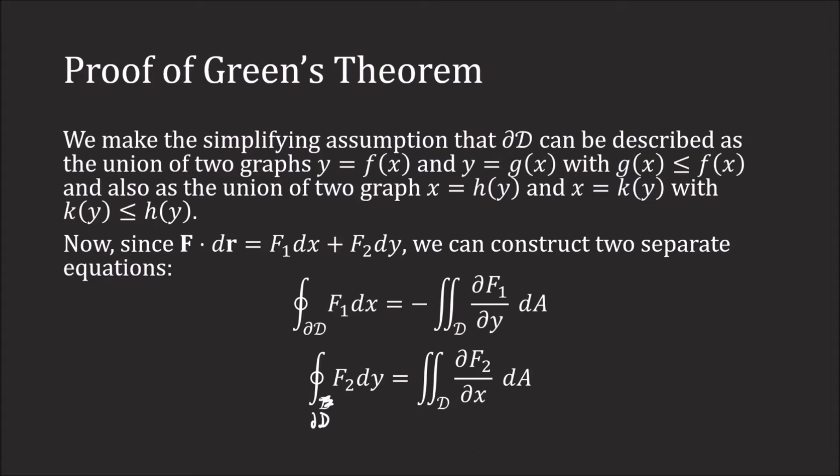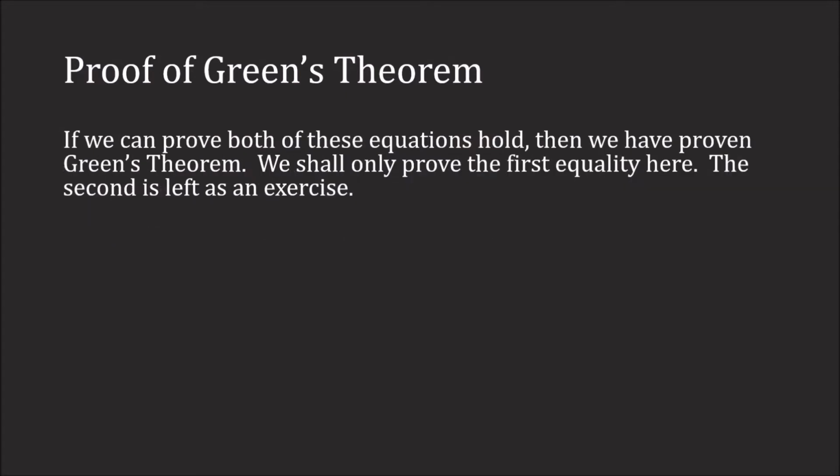Then the proof of Green's theorem comes down to proving that this equality holds, and then proving that this equality also holds. If we can prove both equalities hold, then we have proven Green's theorem. In this video, we're only going to prove this first equation. The proof of the second equation will be left as an exercise.